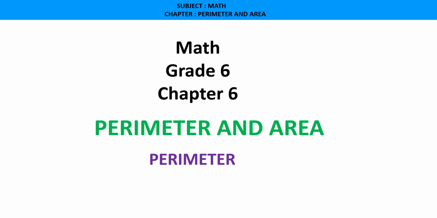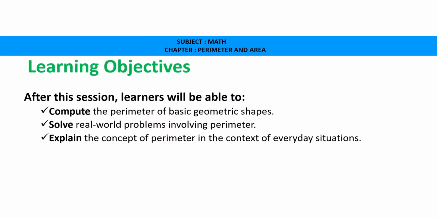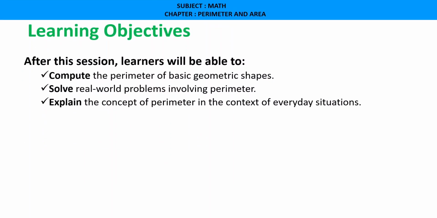Morning everyone. Let's start math grade 6, chapter 6, chapter name: perimeter and area, subtopic: perimeter part 2. Learning objectives. After this session, learners will be able to compute the perimeter of basic geometric shapes, solve real world problems involving perimeter, explain the concept of perimeter in the context of everyday situations.